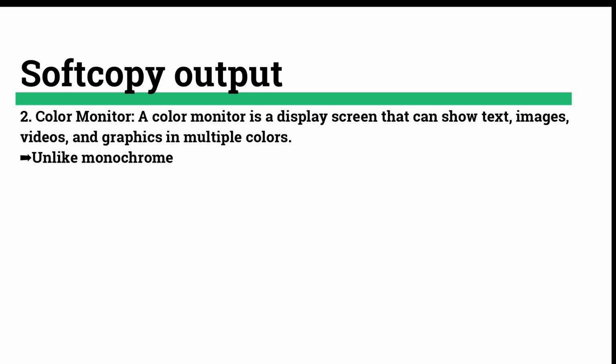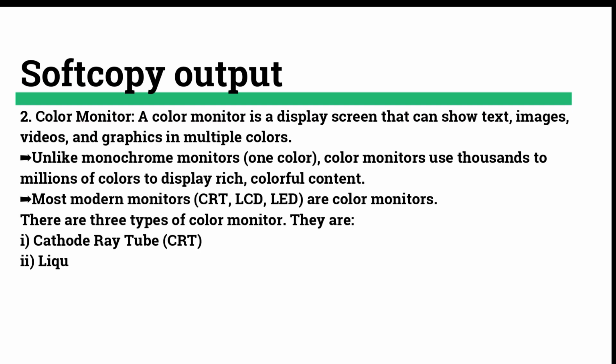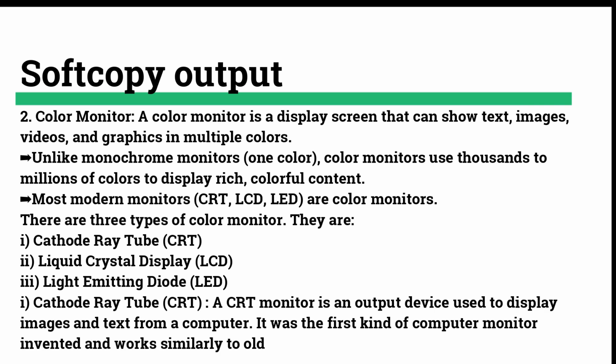2. Color monitor. A color monitor is a display screen that can show text, images, videos, and graphics in multiple colors. Unlike monochrome monitors, one color. Color monitors use thousands to millions of colors to display rich, colorful content. Most modern monitors, CRT, LCD, LED, are color monitors.